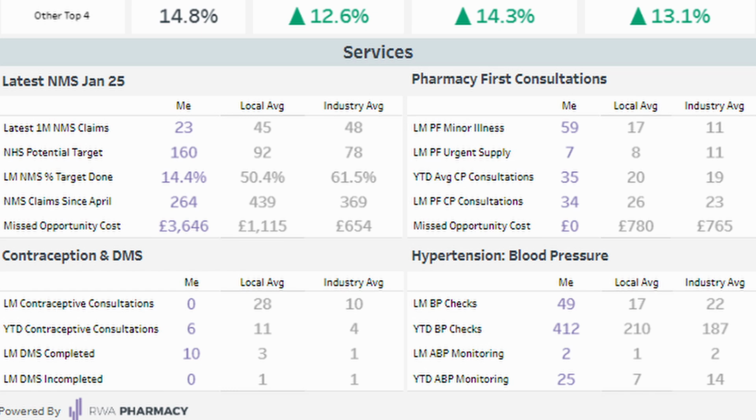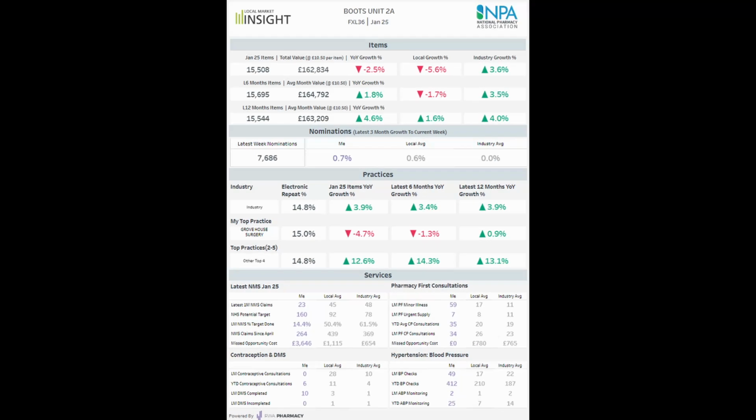Pay attention to the missed opportunity cost figures. These estimate the value of services you could have claimed if you met your targets and thresholds for your services. Even small increases in service claims can make a significant impact on your revenue. This summary dashboard is your high-level overview, ideal for identifying what's working, what's not, and which areas deserve a deeper dive in the following pages.